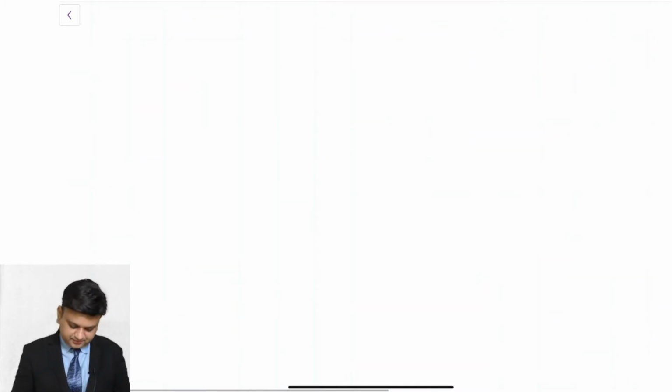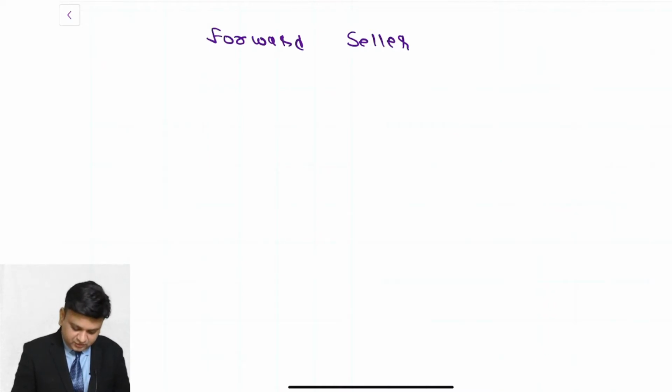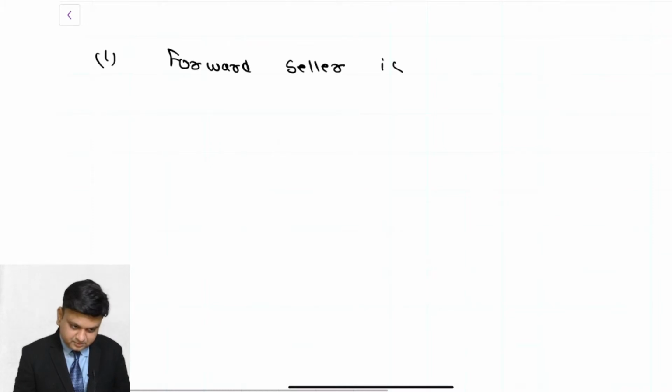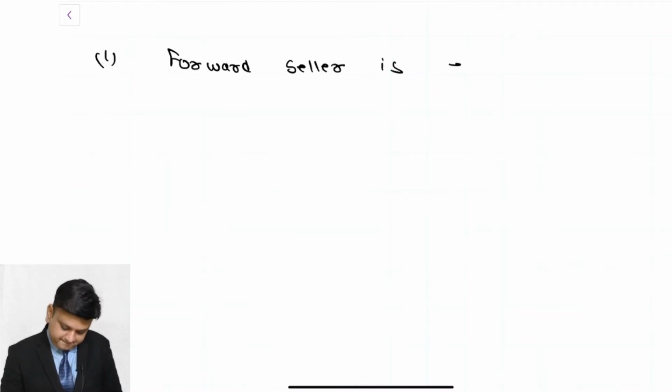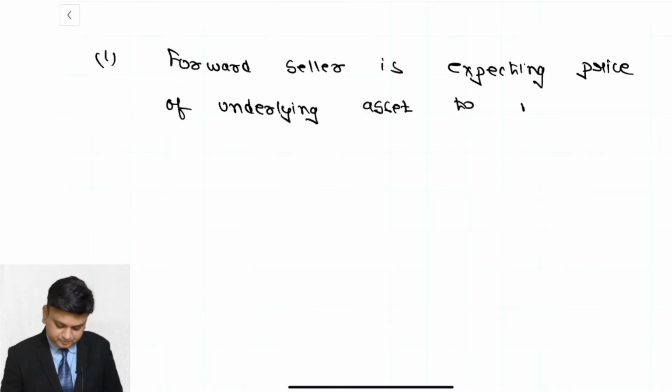So write down a note for this. Heading: forward seller. In that, write down the first point: forward seller is expecting the price of the underlying asset to fall down. Full stop.